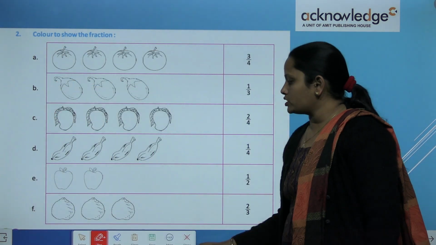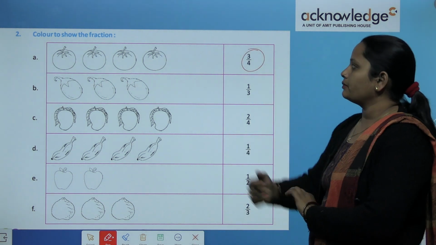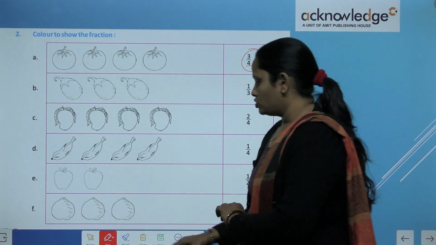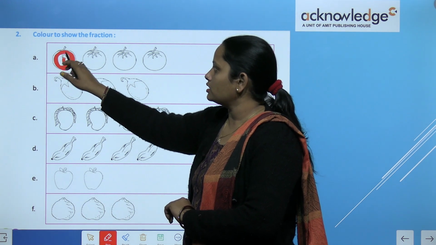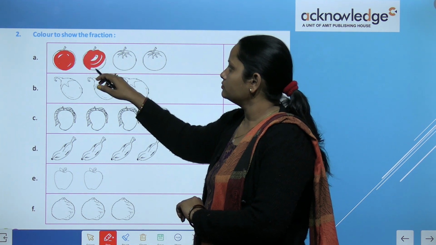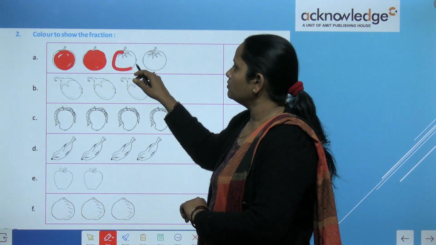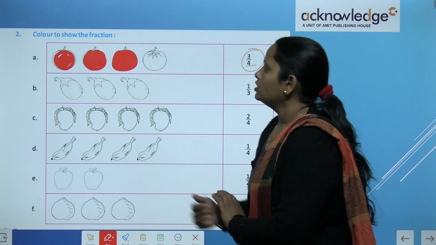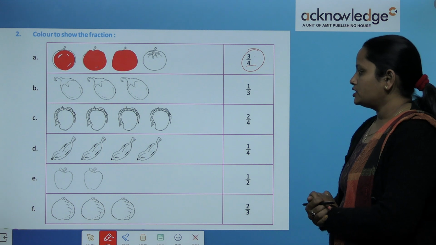Now let's move on to question number 2. Color to show the fraction. 3/4 हमें दिखाना है, means total 4 में से 3 को हमें कलर करना है. So let's do this. 3 को हमने कलर करना है. So what we have done? 3/4 we have shaded.